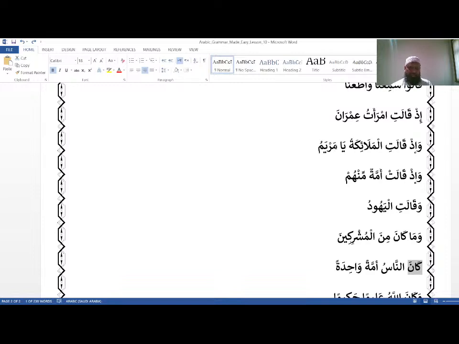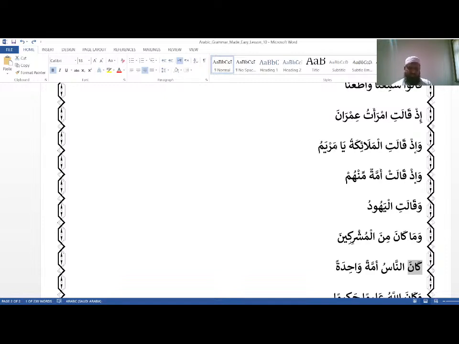Although the ism will act like fa'il, in halatul rafa, and the khabar of kana will be in halatul nasb, acting like maf'ul, it is not maf'ul. Kana is called fa'il naqis, not fully fa'il. ناقص means not fully fa'il. So only fully fa'ils will have fa'il and maf'ul.